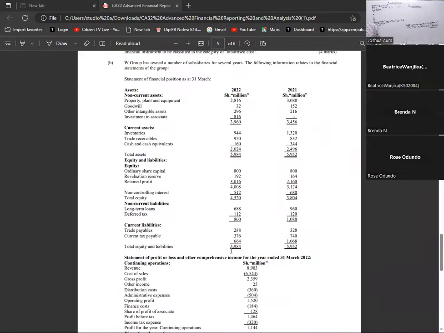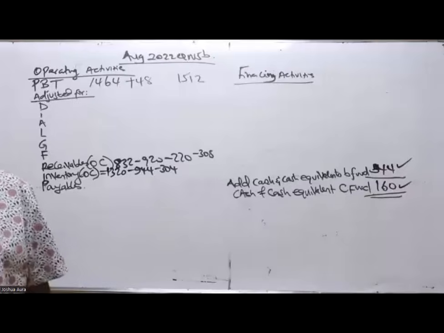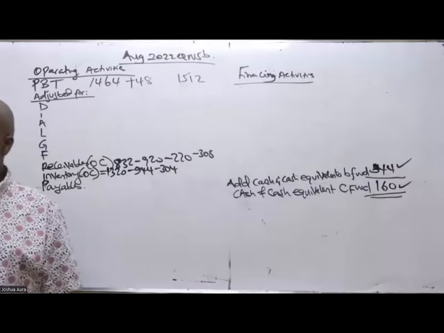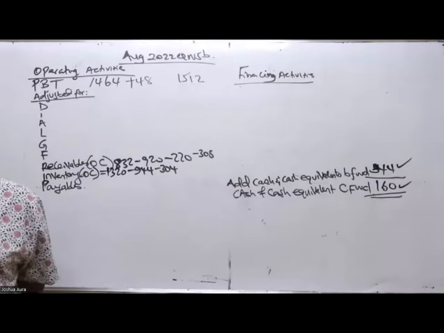When I go to my balance sheet, under inventories, I see the opening is 1320 minus 944, minus that 304 that went with the disposed subsidiary. I hope you're able to remember that. So this gives us what inventory figure to put there?